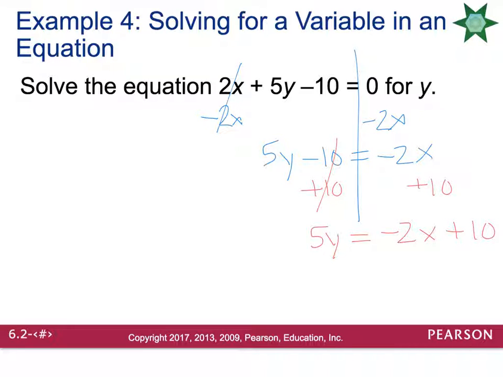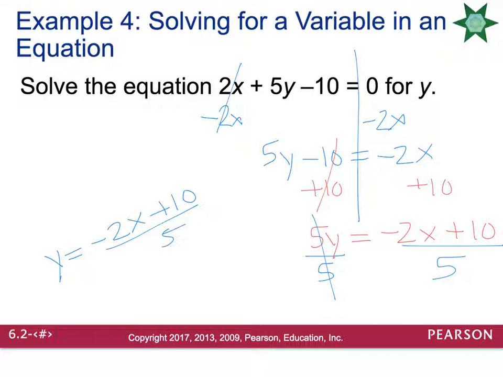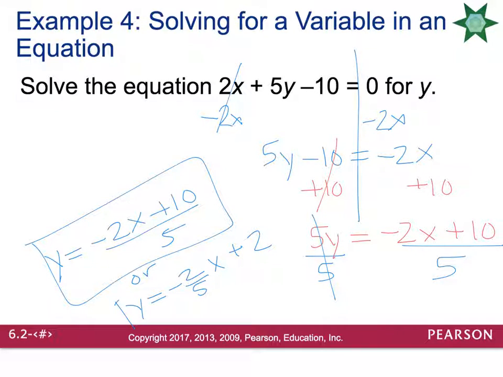And then last, to get the y alone, it's being multiplied by 5, so you would have to divide both sides by 5. And so now your y would be isolated, and your y would be equal to negative 2x plus 10 all over 5. You can write that in a different way if you wanted to. You could write it as two separate fractions, which a lot of people do. So if you had 10 over 5, that would simplify to 2. Either answer is correct, and my math lab should accept either answer.